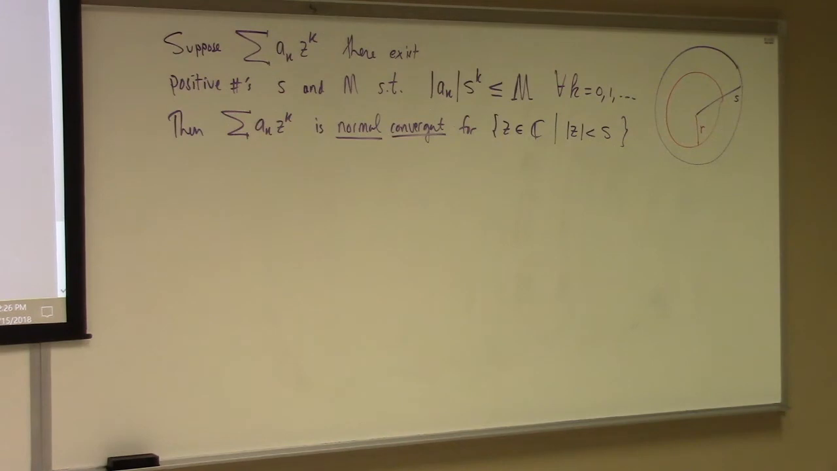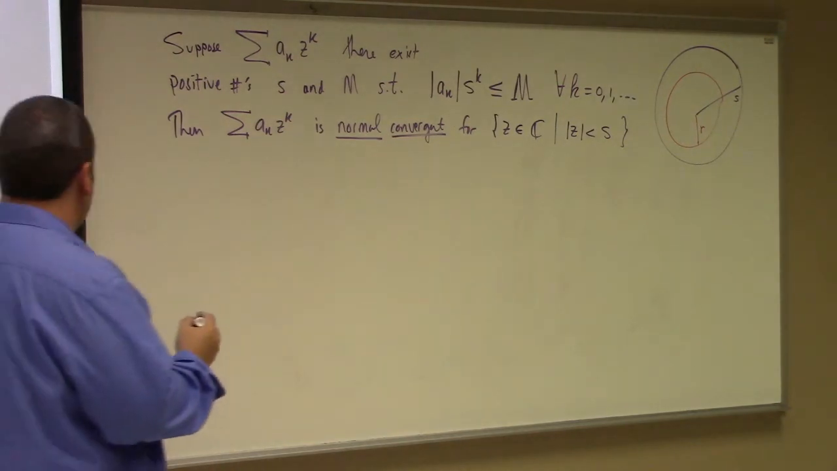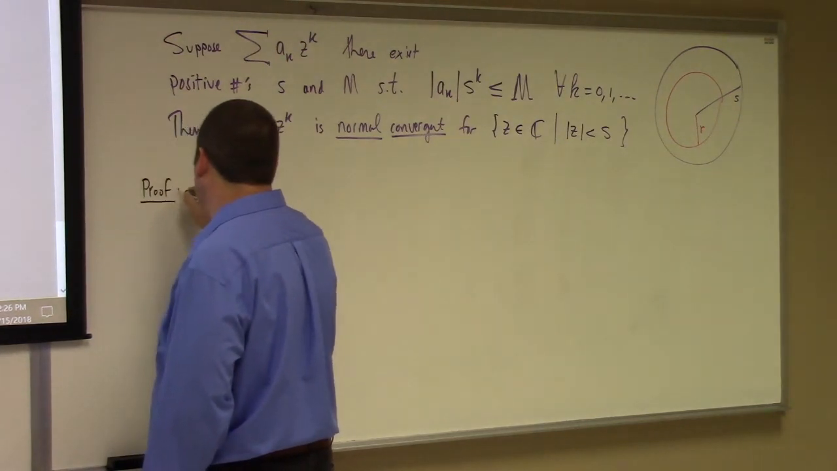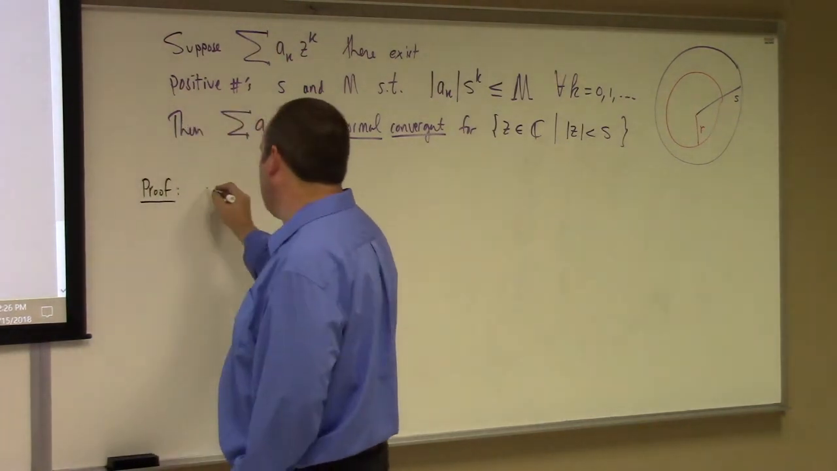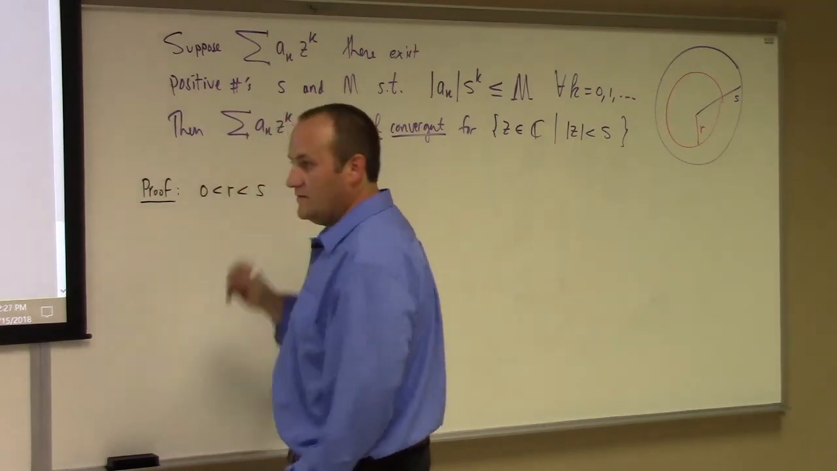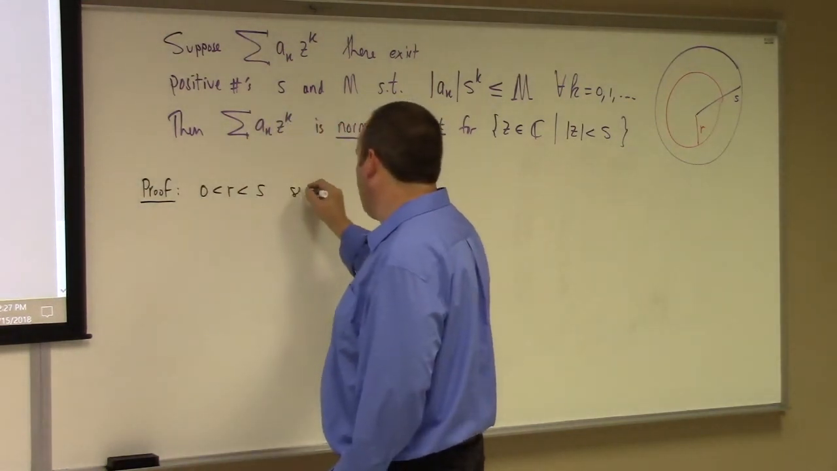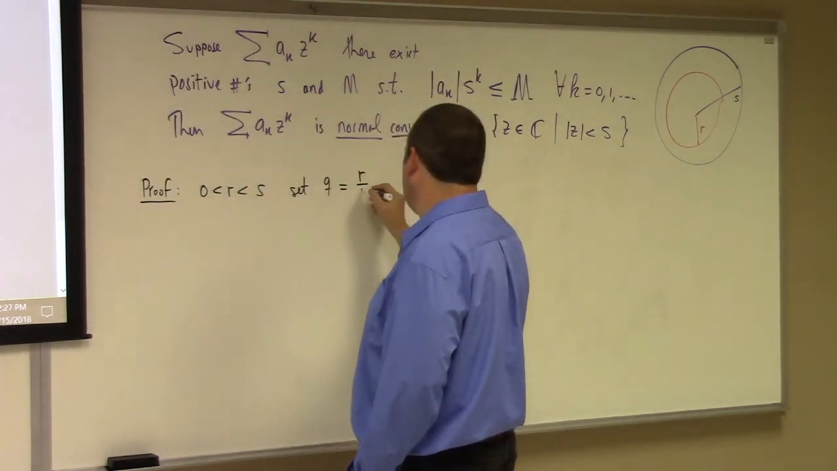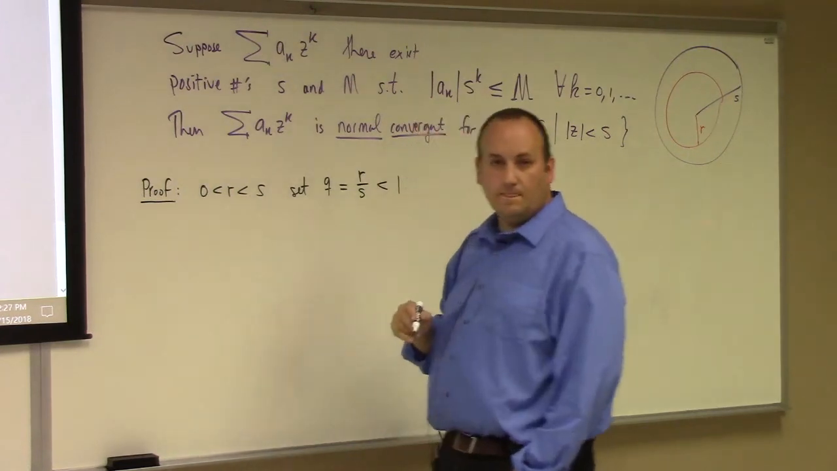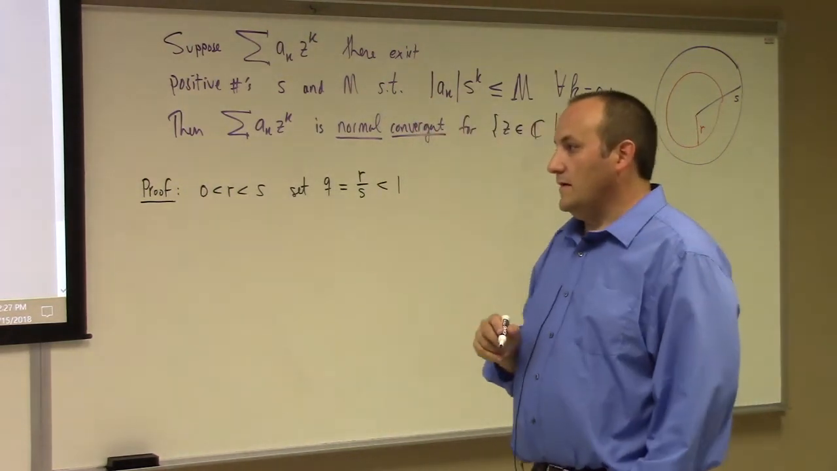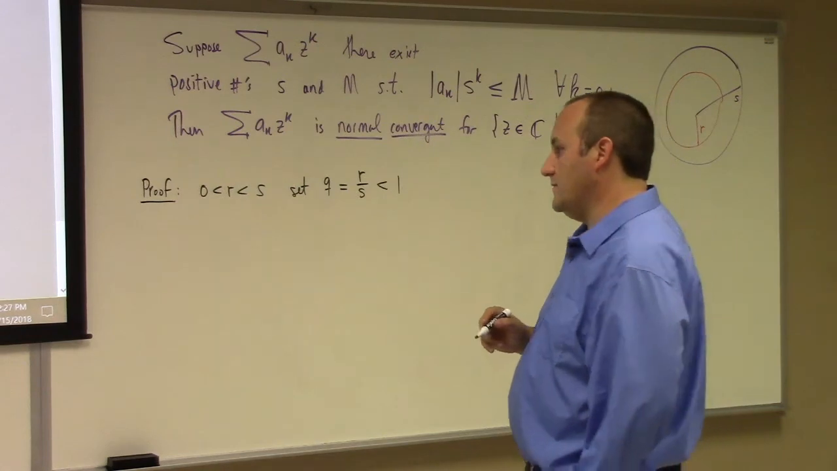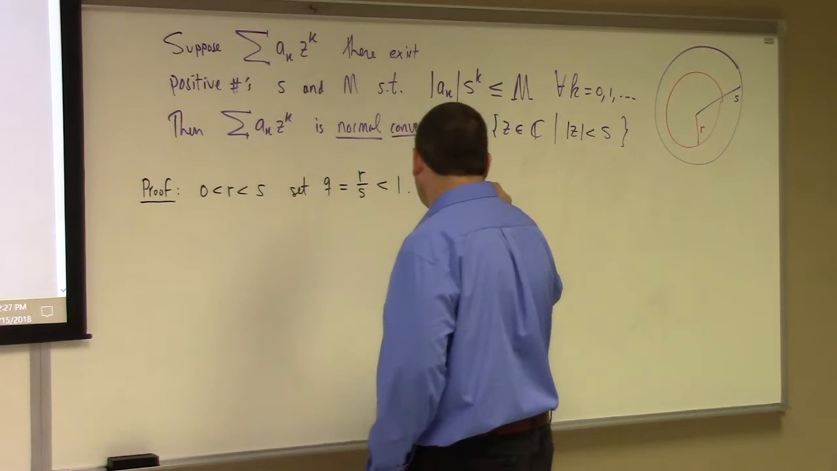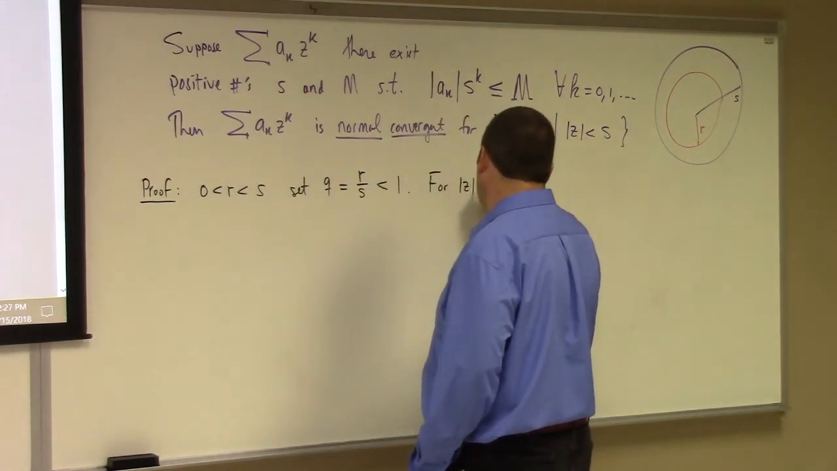The proof is kind of similar to the thing we were just doing, in the sense that it also involves the r and the s in some sense, because we have 0 less than r less than s, all right? And we're going to set q equals r over s. What can you say about that? R over s is what? It's less than 1, isn't it? And then we're going to observe for z with modulus of z less than s.